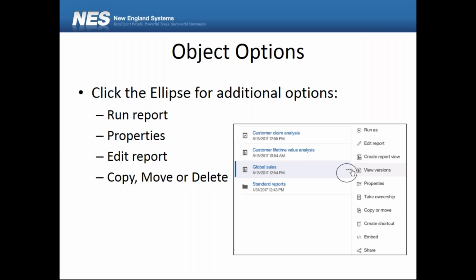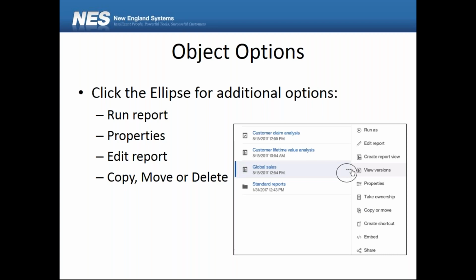Now what they've done is they've done away with that. There's a little ellipsis just at the end of whatever object, whether it's a report or a dashboard. And once you click on that, again, all those options in the properties that we're used to, whether we're going to edit the report, or we're going to do a run as, or we want to embed it, or we want to change the security settings, it's all in the ellipsis.